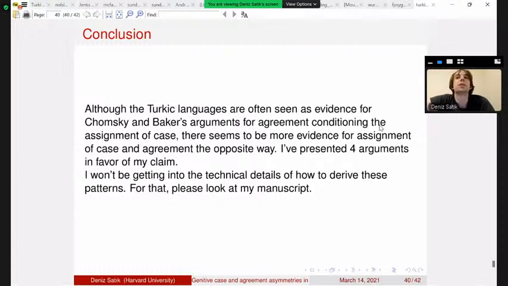There are a lot more technical details here that I haven't gotten into, of how to derive these patterns, because I wanted this talk to be accessible to people who may just be beginning students of linguistics. I haven't gotten into those technical details at all, and I refer you to my manuscript if you want to look into them. And thank you for listening.